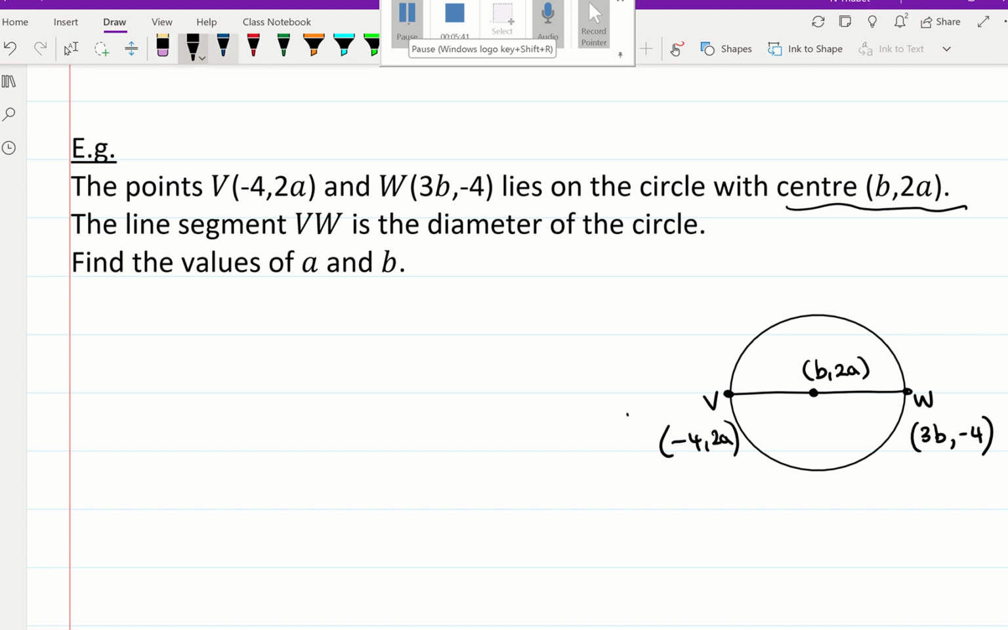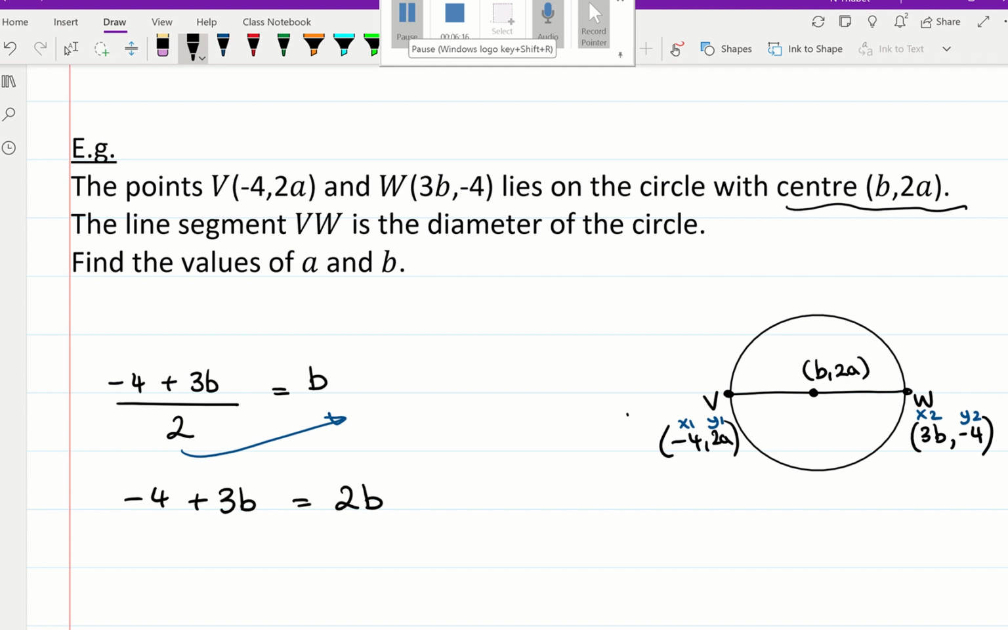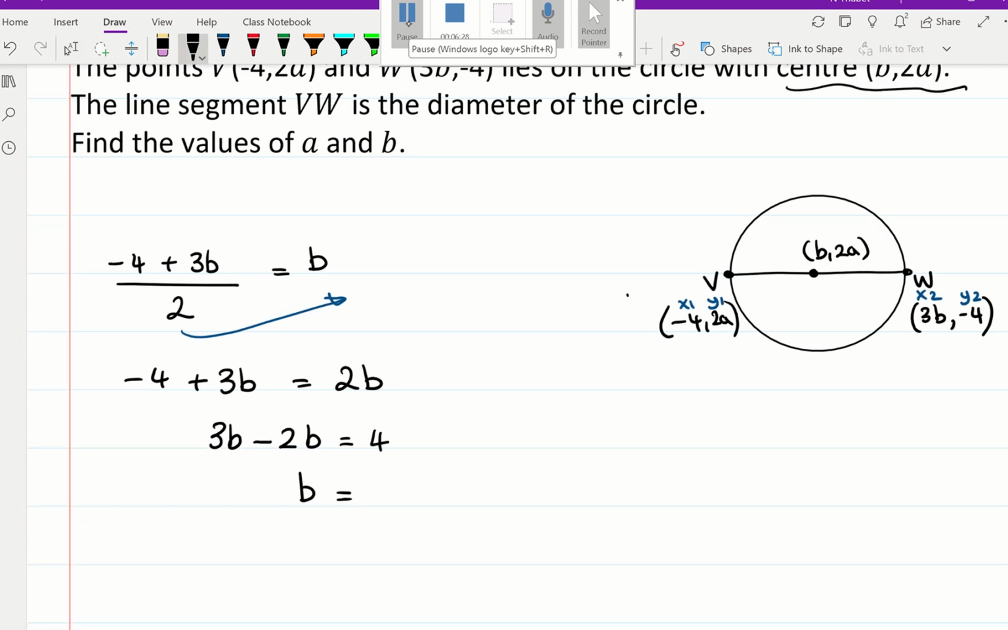And I know how to find the midpoint from these coordinates. So x1, y1, x2, y2. So x1, -4, plus x2, which is 3b, divided by 2 gives me b, which is the x-coordinate of the center. That's an equation that I can use to find b. I'm going to multiply by 2. -4 plus 3b equals 2b. So 3b minus 2b, and I'm going to move the -4 over, it's a +4. So this is b equals 4.